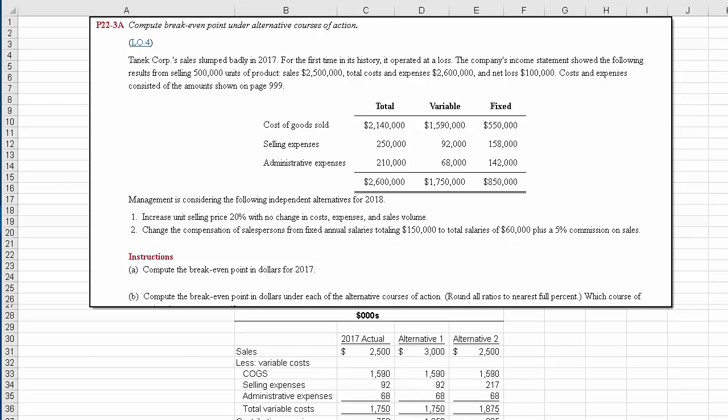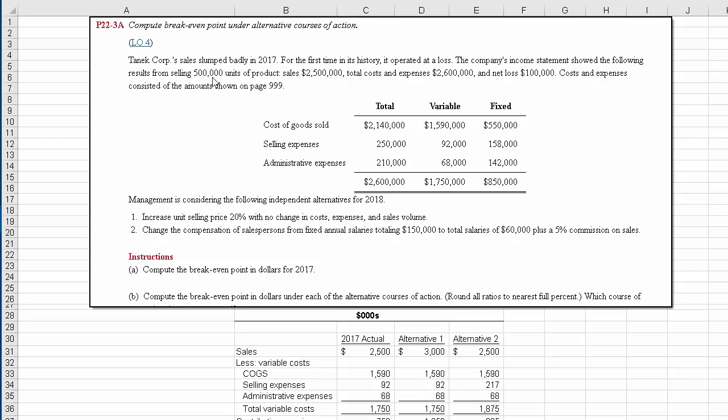Let's explore this break-even problem that asks you to tackle a couple questions under different alternative courses of action. Okay, so the problem you can see right here. Tannic Corporation's sales slumped badly in 2017, so it operated at a loss. And the company's income statement is provided down here. Now they give us some information.